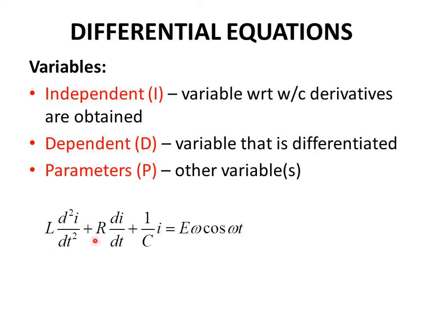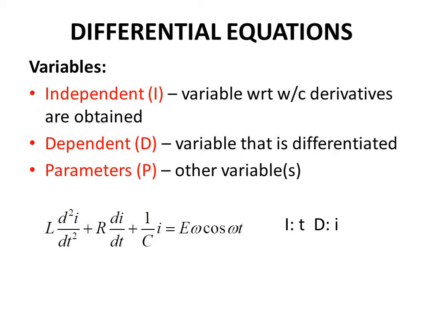For example, let's say we are given the differential equation L times d squared I over dt squared. Of course, this is the notation for the second derivative of the dependent variable I with respect to the independent variable t, plus R times dI over dt. Now this is the notation for the first derivative of the dependent variable I with respect to the independent variable t, plus 1 over C times I is equal to E times omega times cosine omega t.